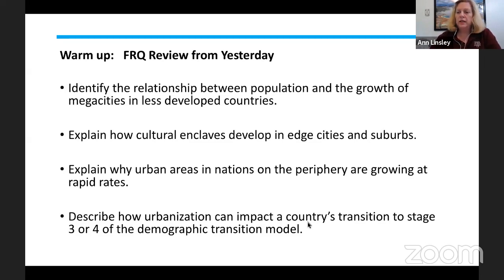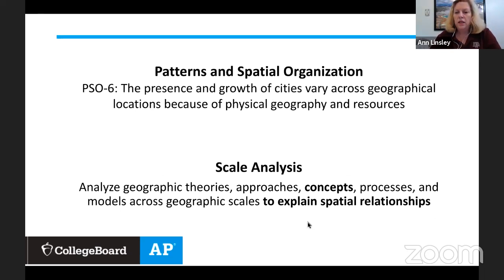All right, so after looking at those, let's go on to 6.3. Look at this next section. In here we are looking at patterns in spatial organization, and our skill is actually dealing with scale analysis. This is a pretty big skill, but here, as associated with 6.3, we're looking at the concepts and how these concepts explain spatial relations.